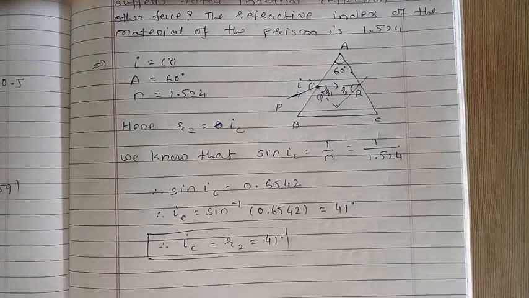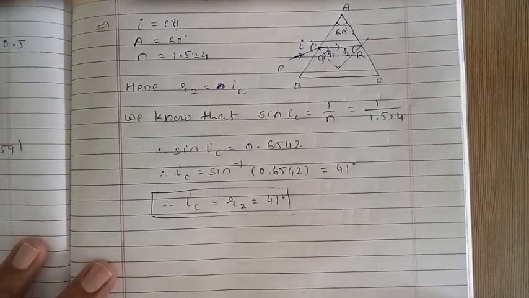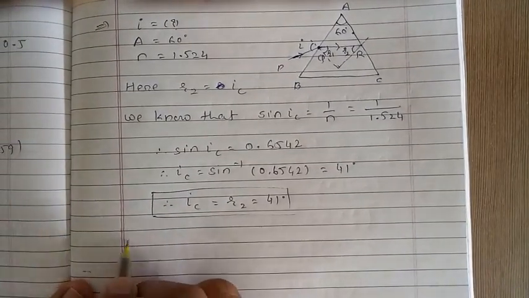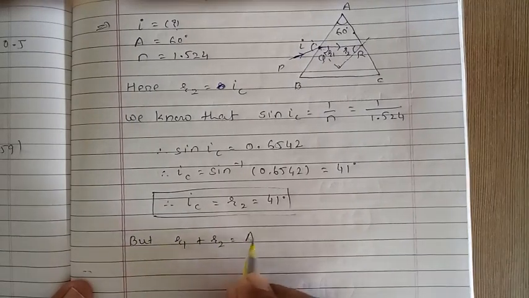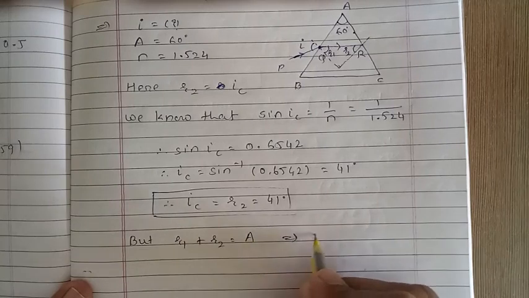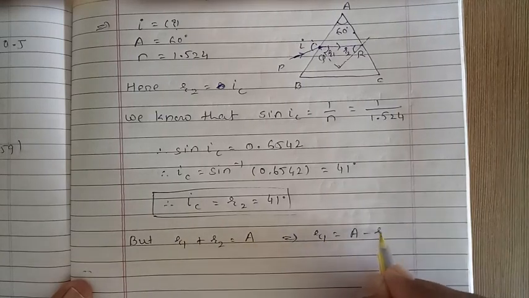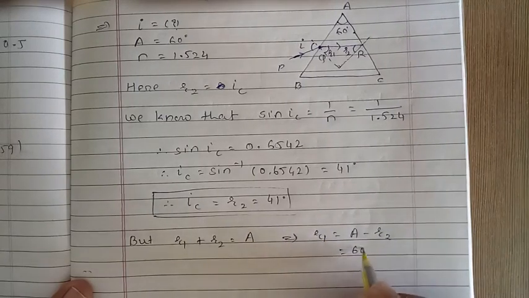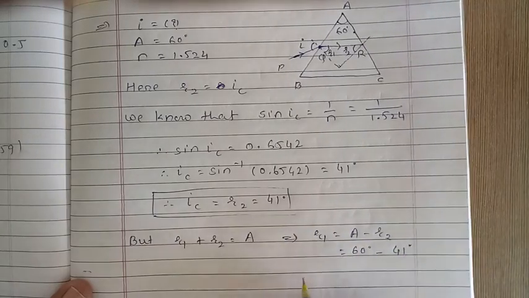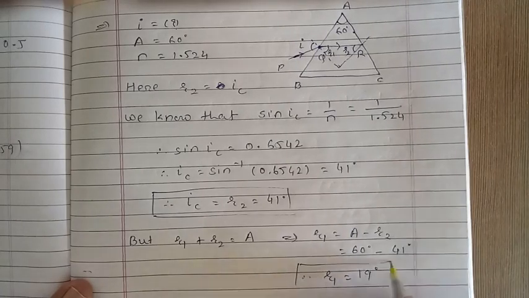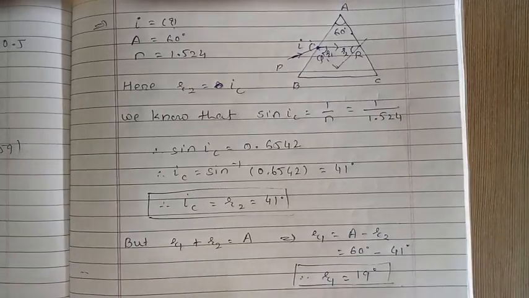Now we have to find R1, and we know the formula R1 plus R2 is equal to A. So R1 is equal to A minus R2. So 60 minus the value of R2, which is 41. So R1 is equal to 19 degrees.